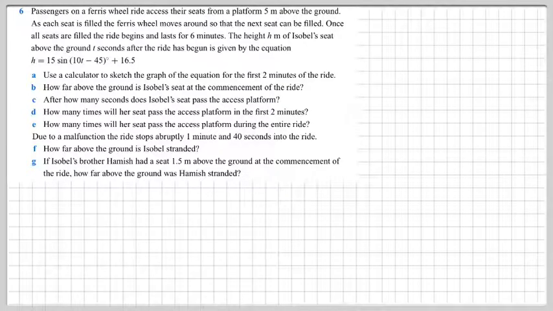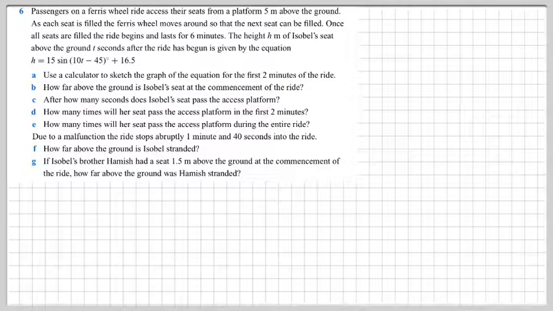And during a malfunction, that's why it's a bad idea to go on this silly thing, Isabel. During a malfunction, the ride stops abruptly. Abruptly, did you read that? Abruptly, 1 minute and 40 seconds into the ride. Oh goodness. Isabel is screaming, the fire brigade's here, pandemonium's broken out, the television news is there, oh dear. How far above the ground is Isabel stranded? Poor girl, she's screaming, she's hysterical. Quick, get some sedatives ready.